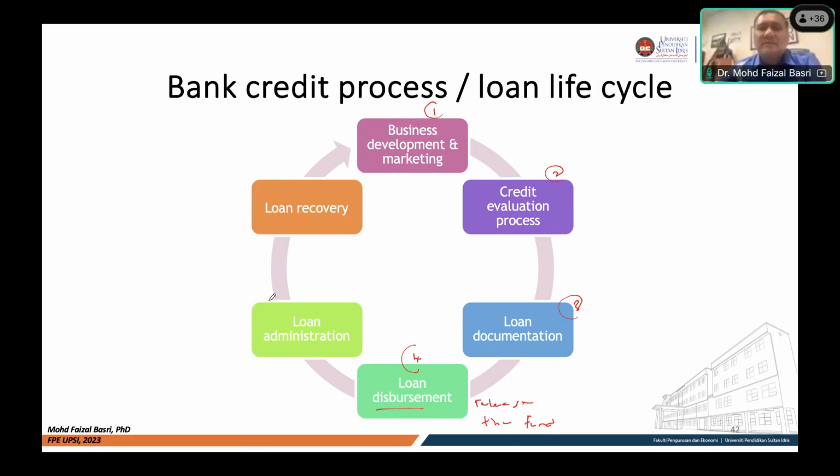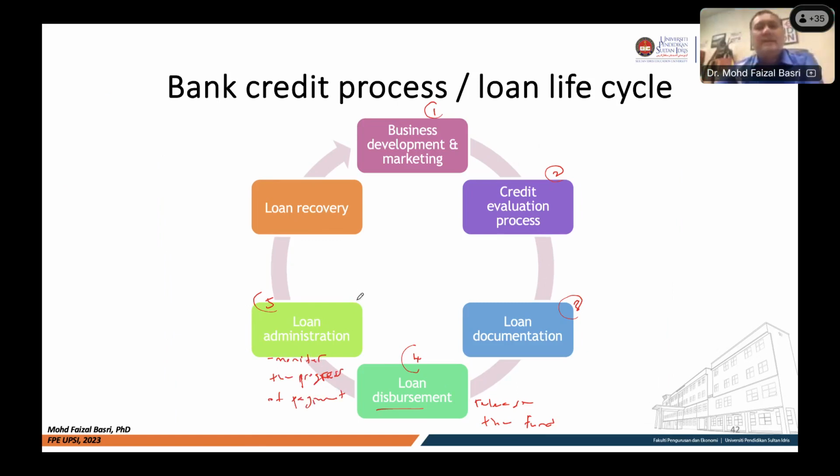So number 5, dia akan admin. Okay, admin ni maksudnya dia akan monitor the progress of the loan repayments. So dia akan check lah sama ada the customer akan pay the monthly according to the schedule or not. Is there any late payments happen? Okay, so dia akan administer and technically monitor the progress of payment. Okay, payment of the loan.